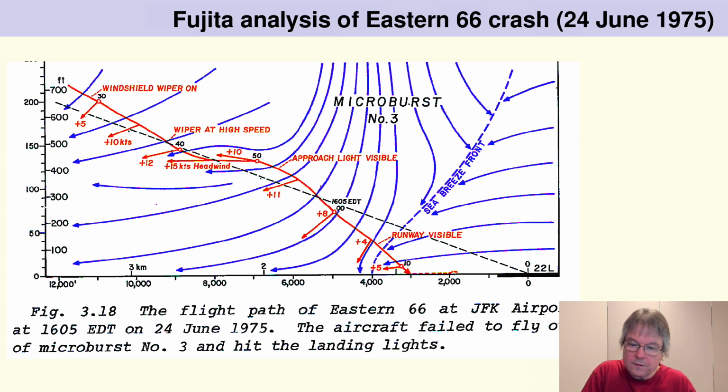The actual slope of the plane as it tried to land in this downburst is shown in the red line. Notice it does encounter the ground. In other words, it does crash in this case. In this case, we had a microburst interacting with a sea breeze front.